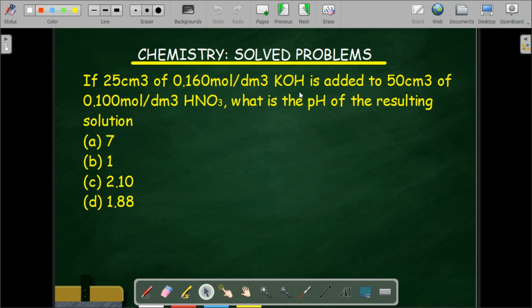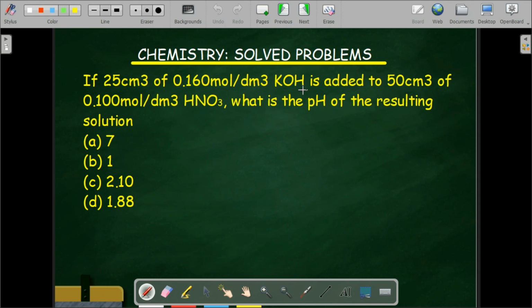Now, this question is a combination of both the knowledge of neutralization reaction and pH of solutions. First, what is a neutralization reaction? And how do we know it's a neutralization reaction? Neutralization reaction is a reaction between an acid and a base to produce salt and water.